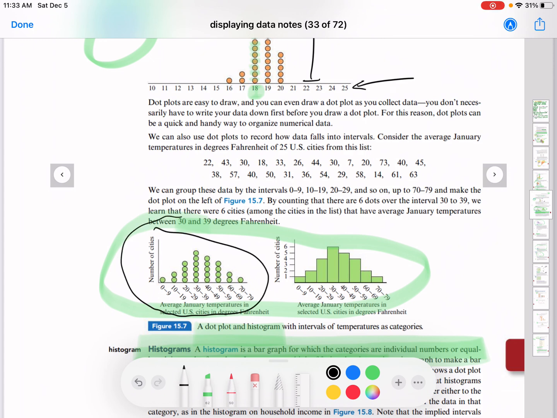And you can read all the specifics, but a dot plot has all the little dots, versus if you turn those into rectangles, now all of a sudden it's a histogram. The difference is a histogram and a bar graph are really similar, but histograms are meant for showing numerical data, and bar graphs are meant for showing categorical data. But they're going to look really, really similar.